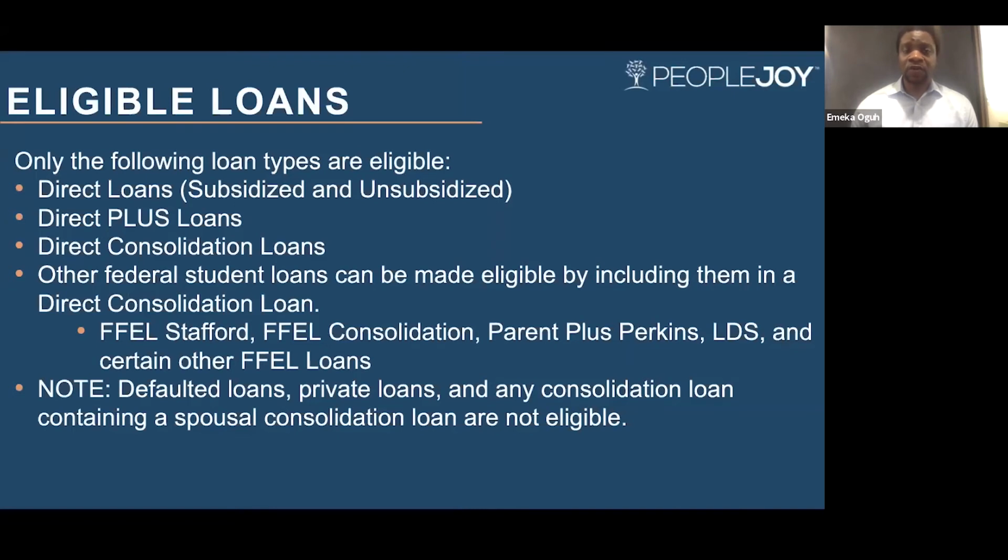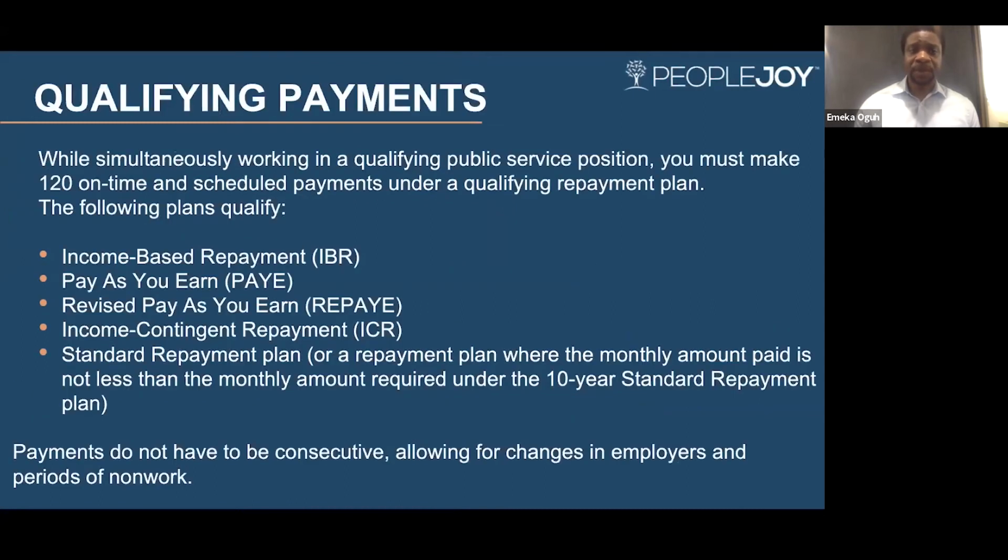So the eligible loans that qualify for loan forgiveness are any loan that is in the direct loan program managed by the Department of Education. If your loans are not in the direct program, you can convert them by consolidating them through the direct consolidation loan program. Qualifying payments have to be done through one of the income-driven repayment plans. So that's the income-based repayment plan, pay-as-you-earn, revised pay-as-you-earn, income contingent repayment.